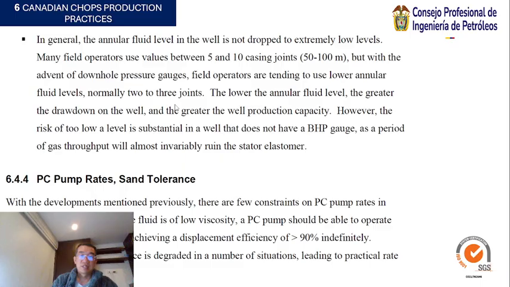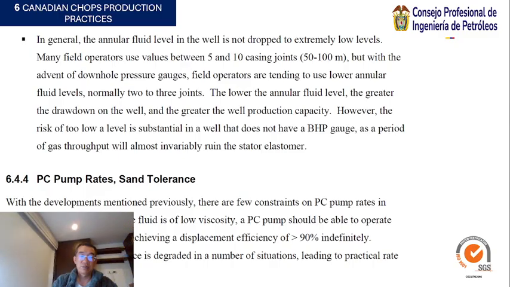PC pump rate and sand tolerance. With the developments mentioned previously, there are few constraints on PC pump rates in most particular situations. If the fluid is of low viscosity, a PC pump should be able to operate continuously at 250 to 300 rpm, achieving a displacement efficiency of above 90% indefinitely.